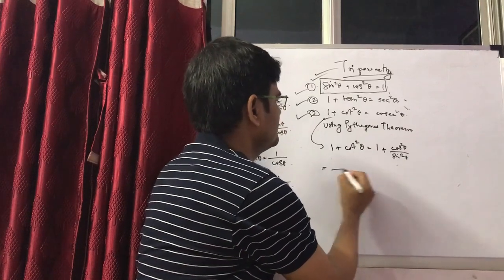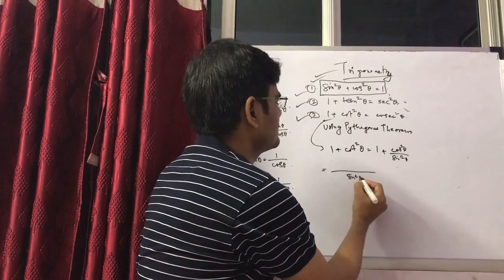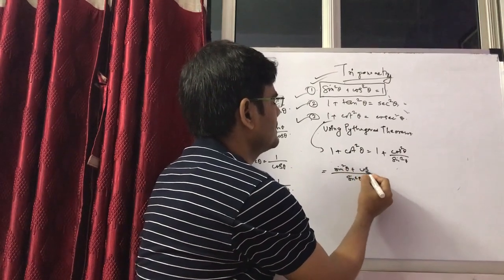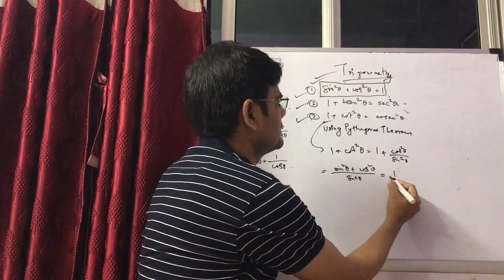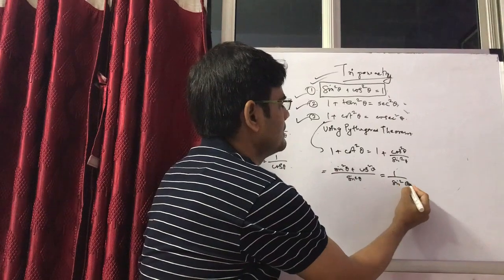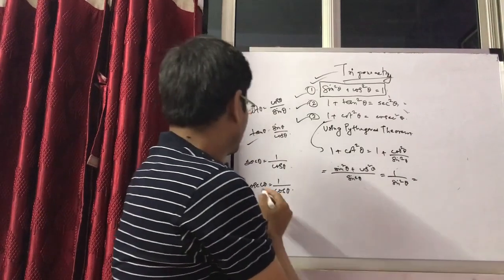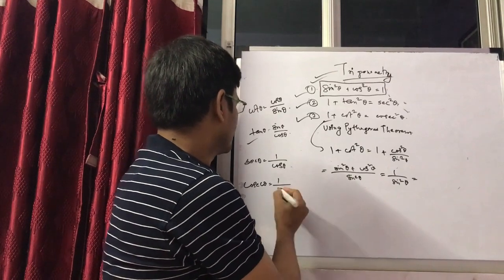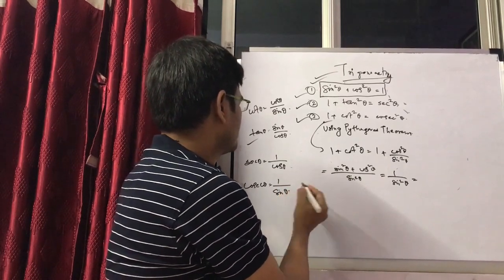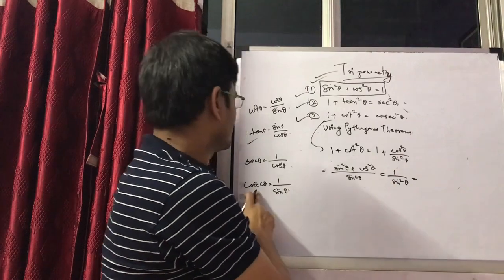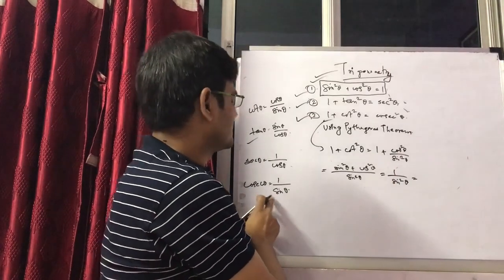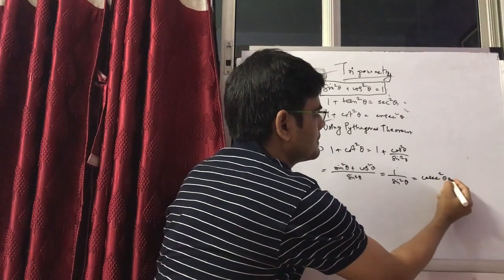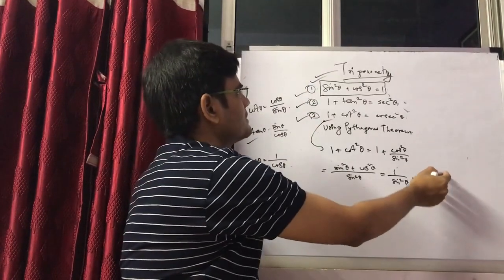You take the LCM, sin square theta plus cos square theta, which is 1 by sin square theta. And 1 by sin theta is cosec theta. So this is cosec square theta. That is the third formula.